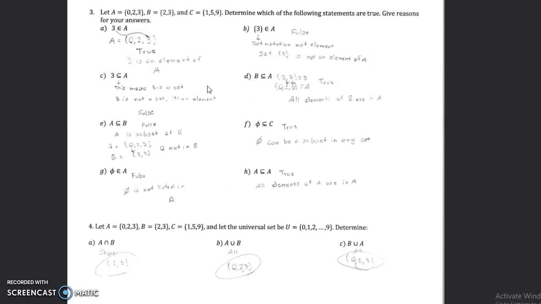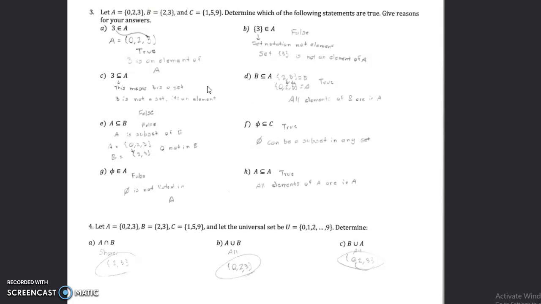Moving on to B, we have the set {3} is an element of A. Now this is different because it's in set notation and not just the element itself. We don't have an element with the brackets like for {3} here. So we say that it's false, and the set {3} is not an element of A.